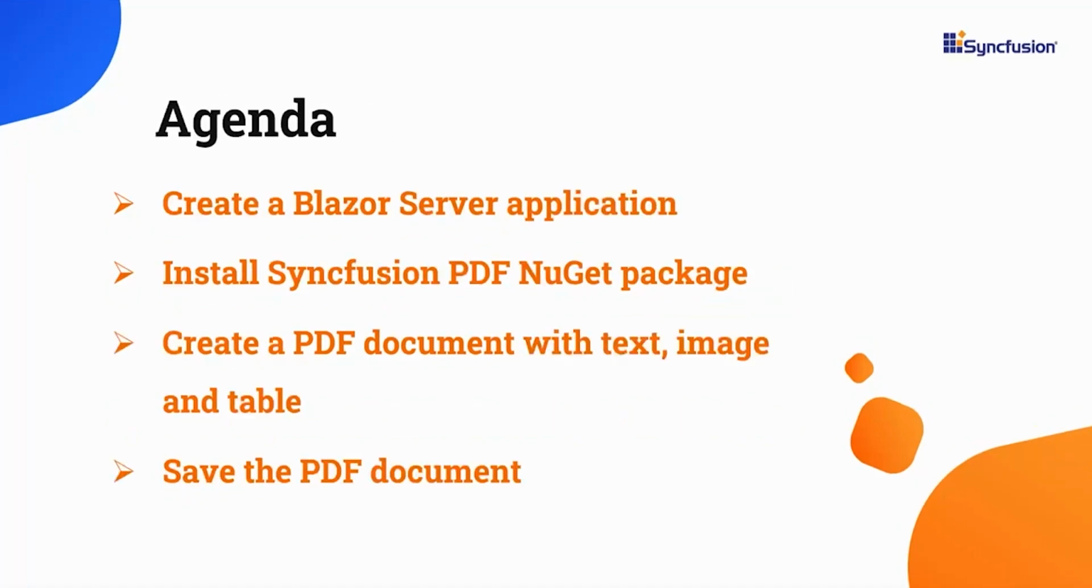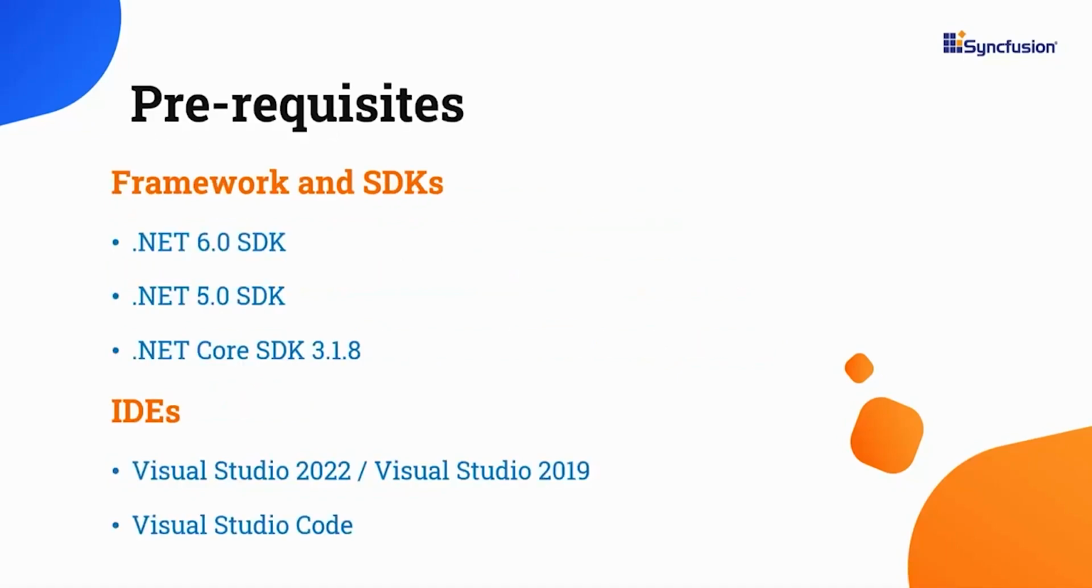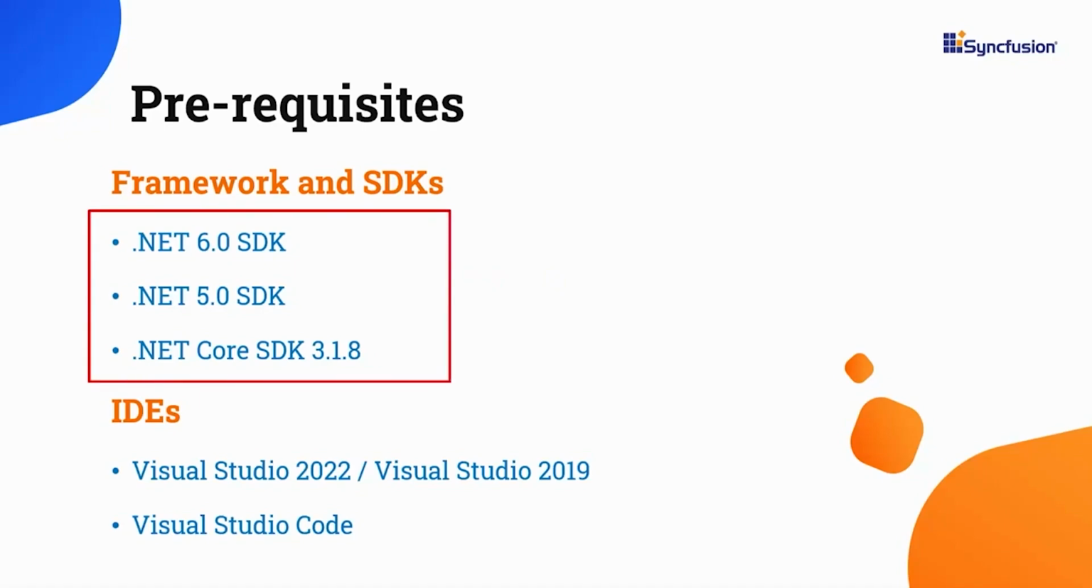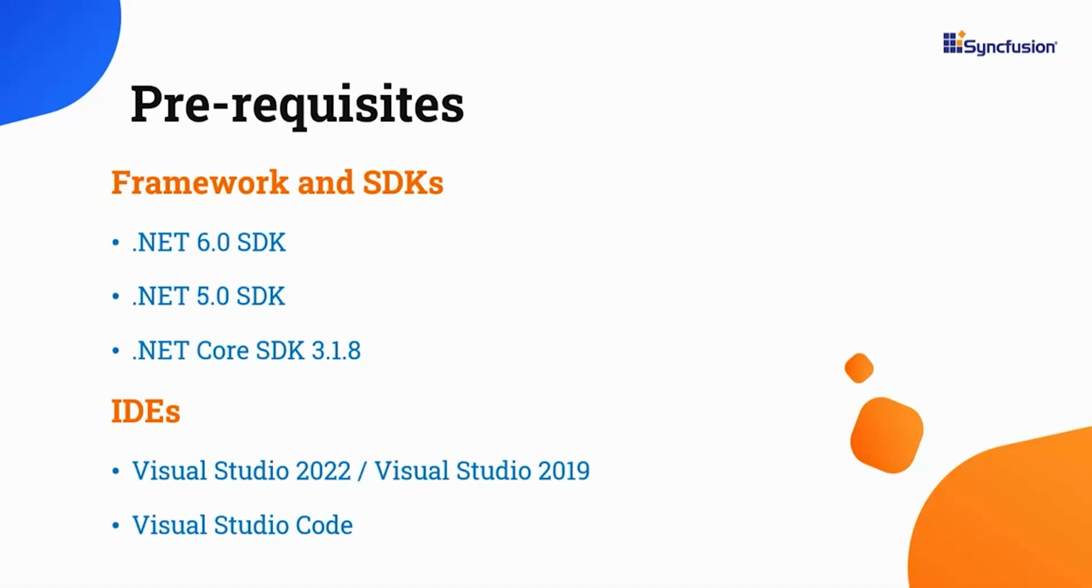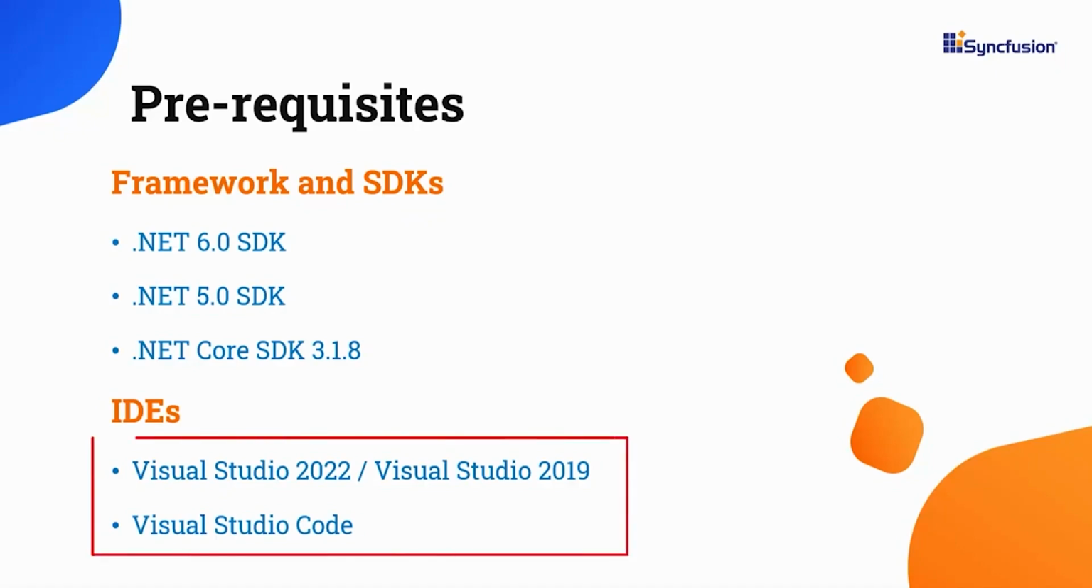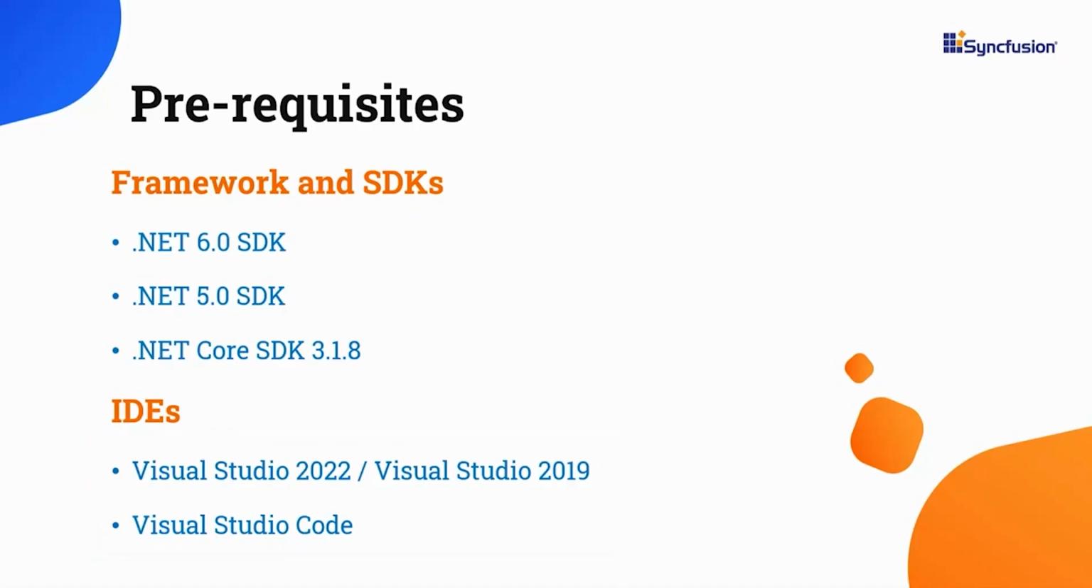In this presentation, I will show you how to create a Blazor server application in Visual Studio, and add the Syncfusion PDF library to it. I will also demonstrate how to create a simple PDF document with text, image, and table. Before proceeding, make sure you have one of the following .NET SDKs installed on your machine. You should also have one of these IDEs installed. With that confirmed, let me start building the application.